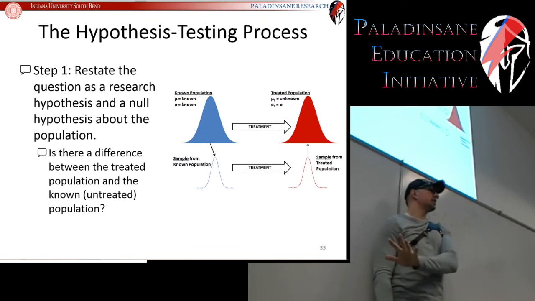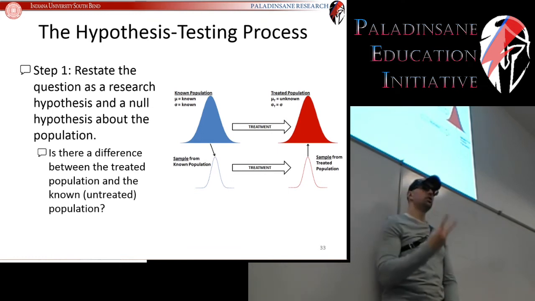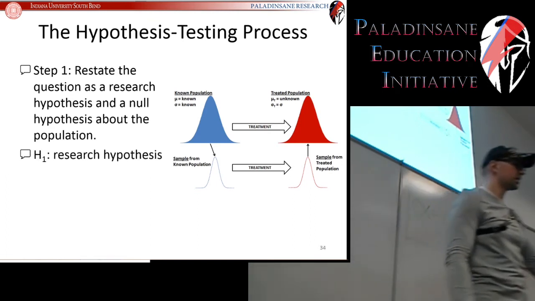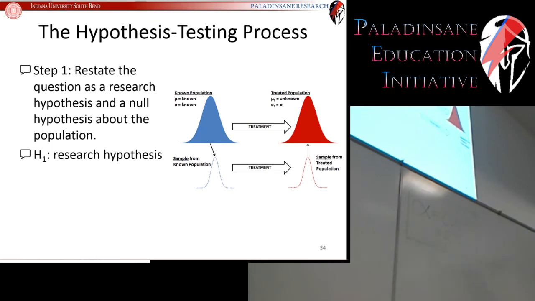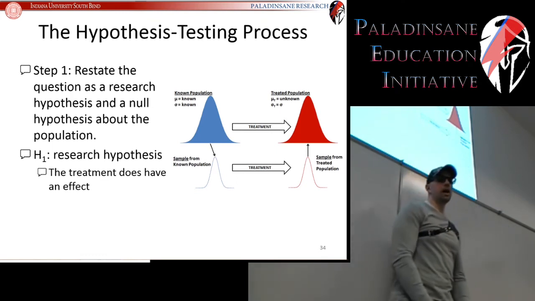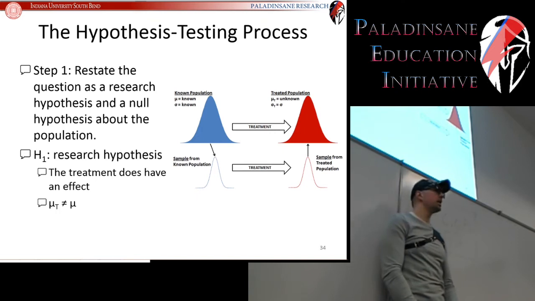That can't be tested statistically. What we need to do is get it down to 2 possibilities. One is the research hypothesis and the other one is the null hypothesis. The research hypothesis is that your treatment does have an effect. Your treatment does something. And that is written out as the mean of your treated population does not equal the mean of your untreated population.